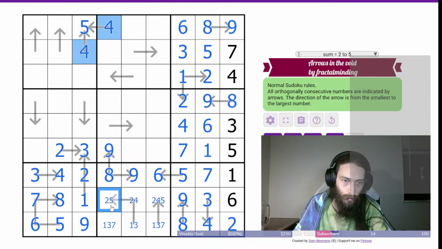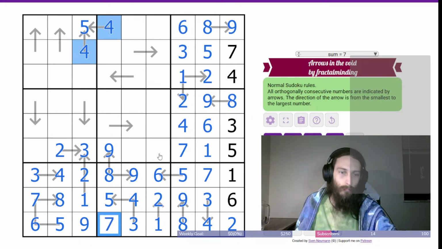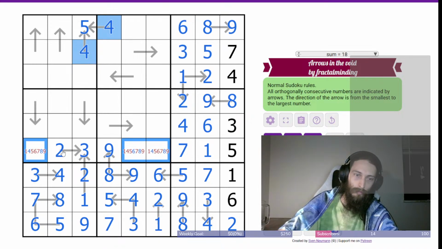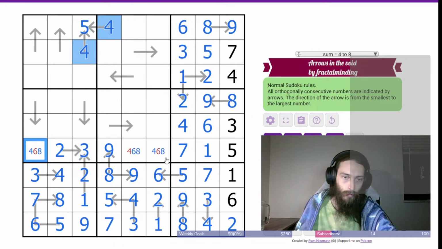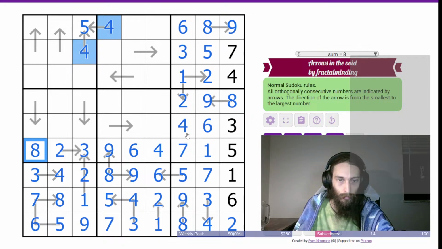This can't be a 5. That can't be a 2, 5, 4, 3, 2, 1, 7. 3, 9, 7, 1, 5. These two aren't 6, so that is. This can't be an 8, so it's a 4. That can't be a 4, so it's an 8.